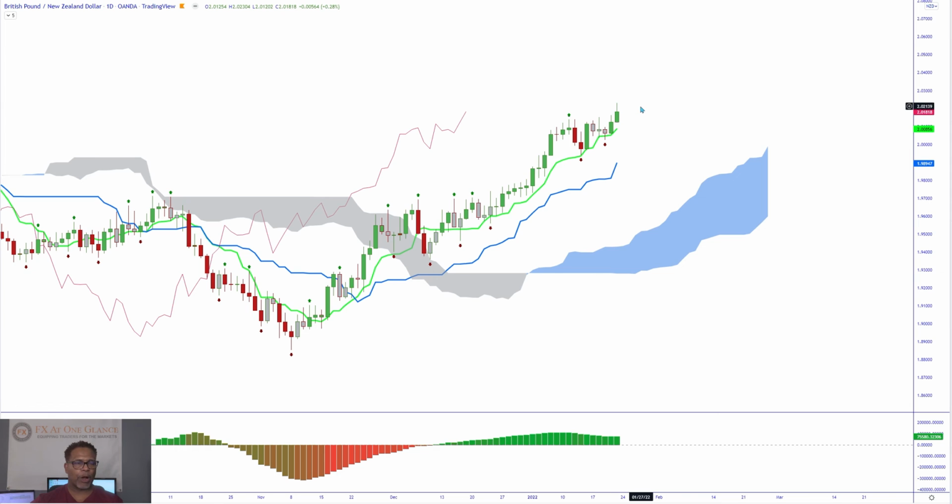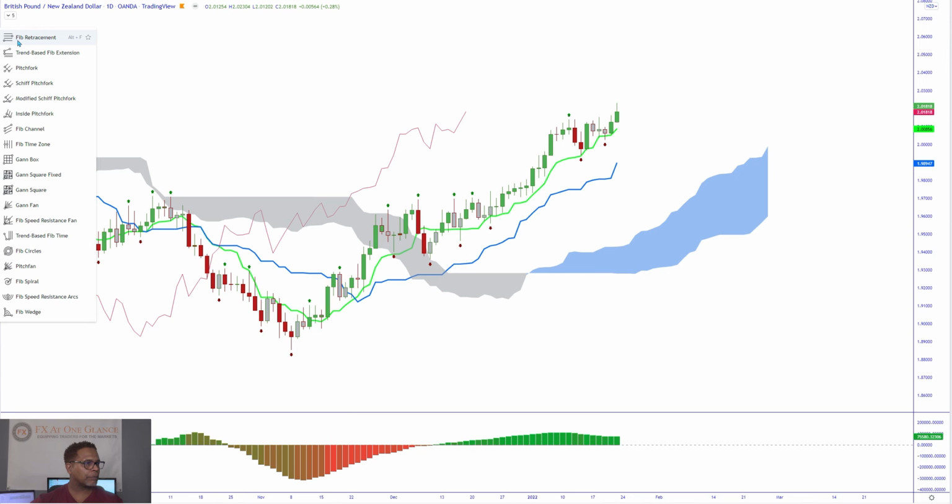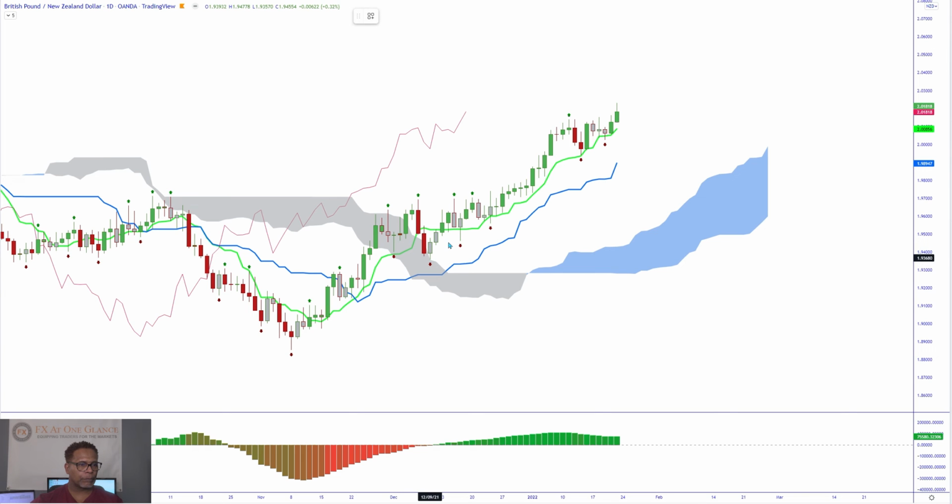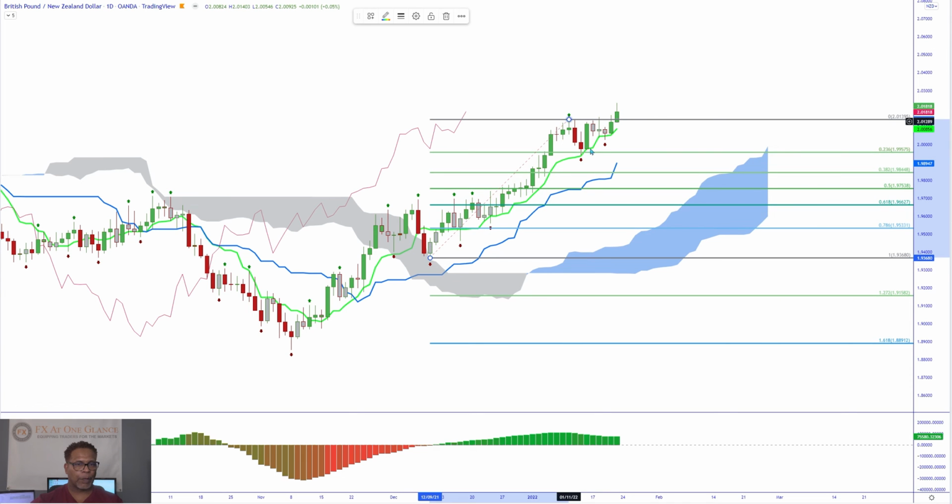All the way up here. This is a strong trend. That's why I said this pullback probably like a 23.6. Let's see what it is. Let's just measure this. 23.6, just like I thought, because it pulled back not much.